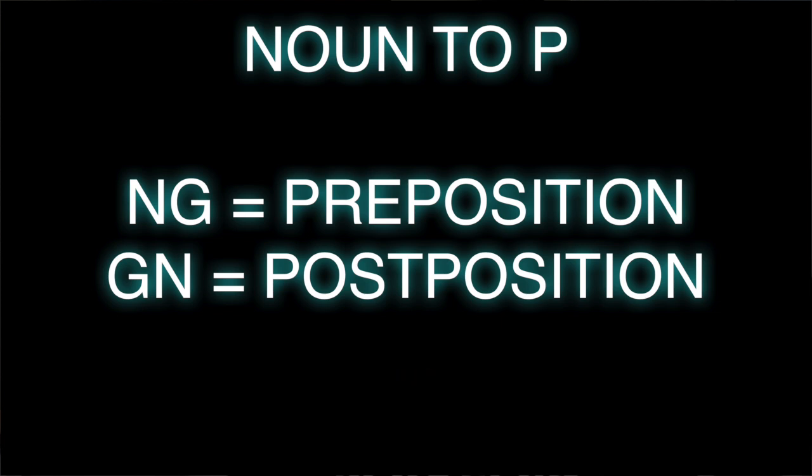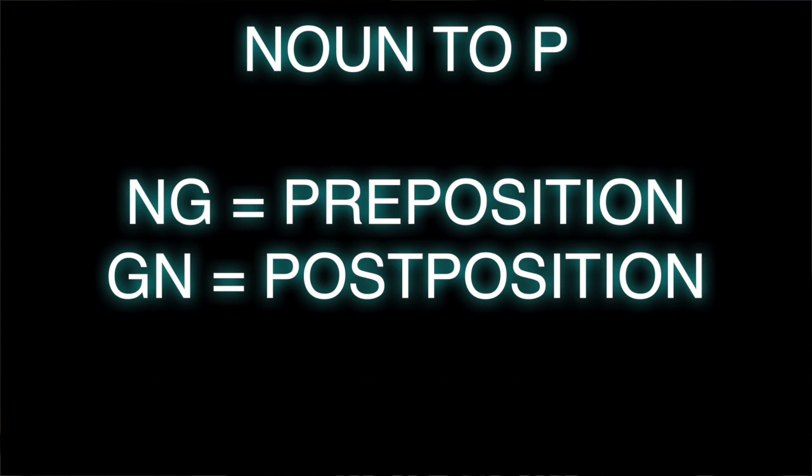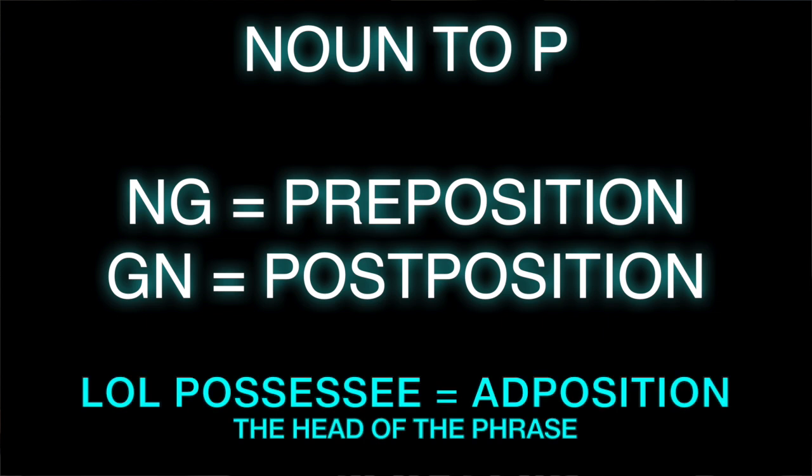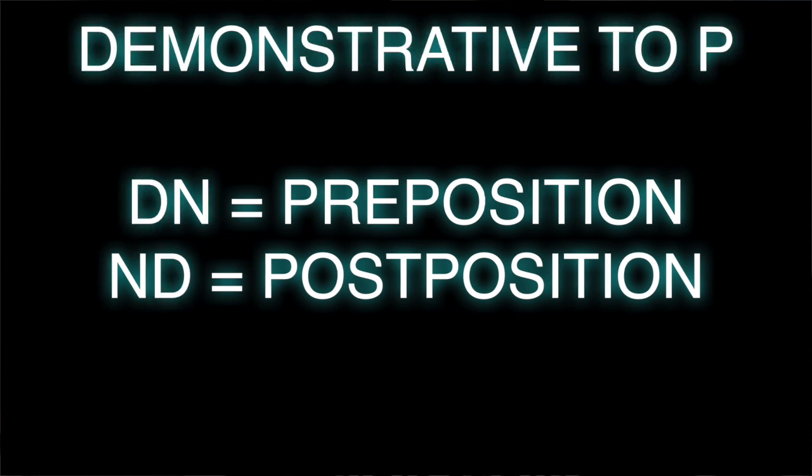Foot of the bed. Yeah, possessor. No, shoot. Sorry, possessee. Gosh darn it, I always get that wrong. Possessee. And then for demonstratives, it's going to be the order of the demonstrative and the noun, with the demonstrative being the adposition. Here are a couple of conlang examples to show you how this works.